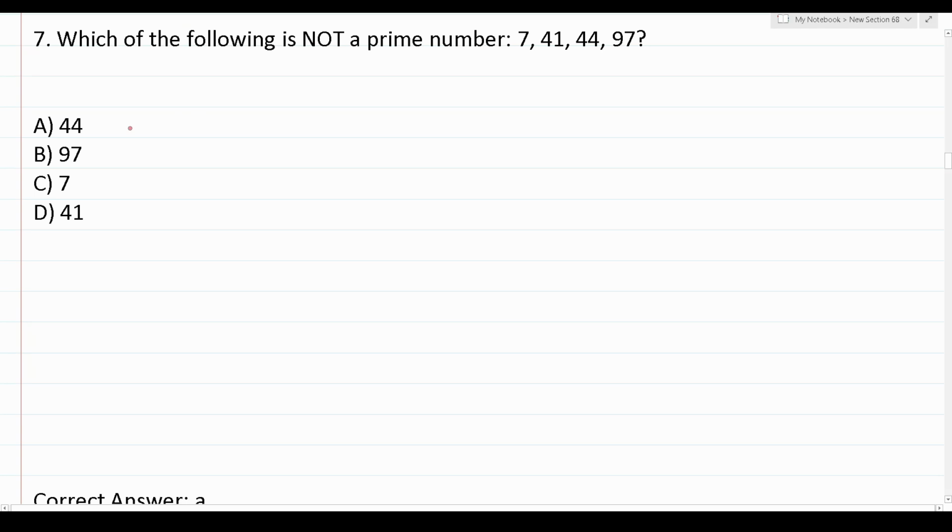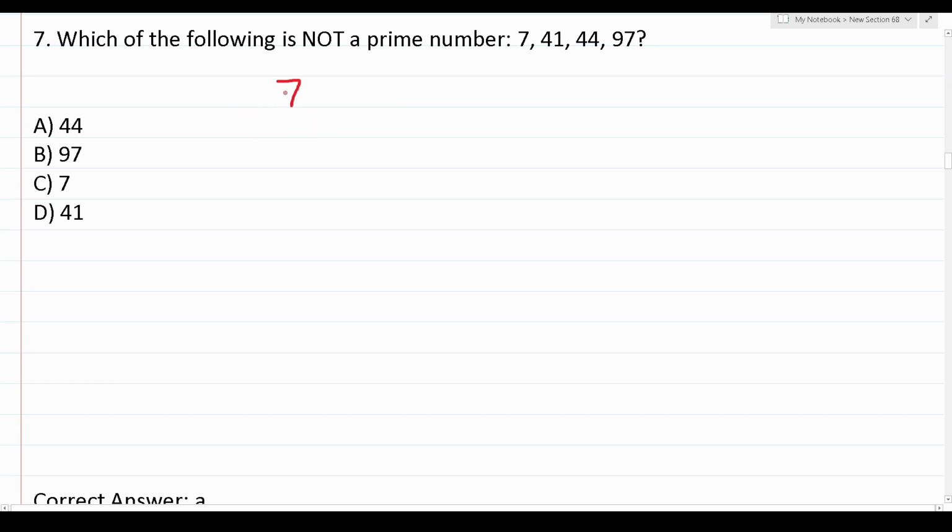All right, so number 7 here says, which of the following is not a prime number? We have 7, 41, 44, 97. Let me say this. Because I understand prime numbers and how to perform divisibility checks on numbers, I already know what the answer is. So if you haven't watched my video on prime numbers and divisibility rules, you need to do so, because these problems will become so easy that you'll look at the numbers and say, oh, yep, this one's not prime. All right, and let me show you how you do that.